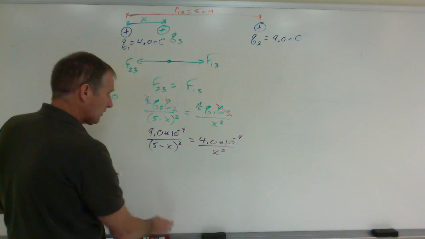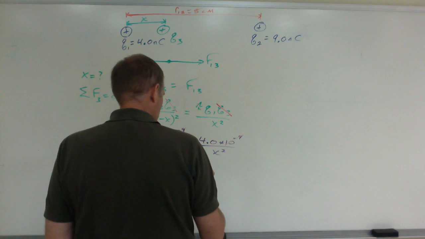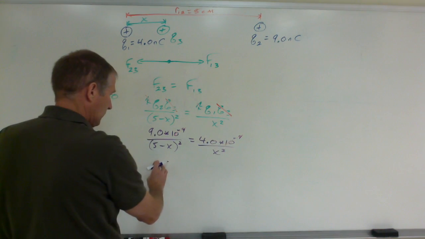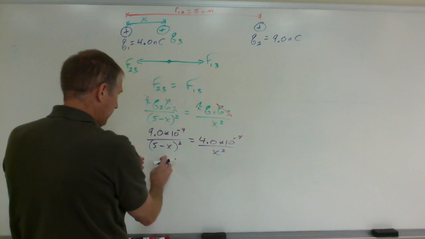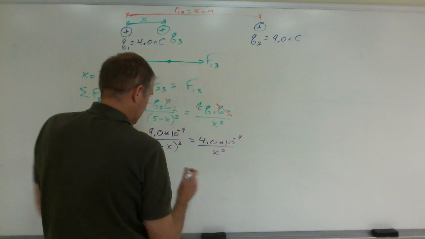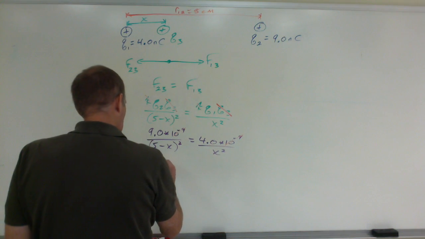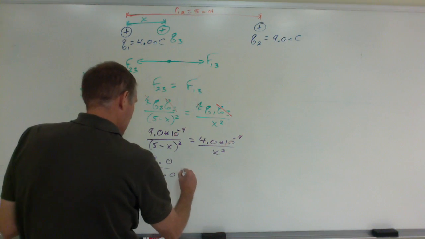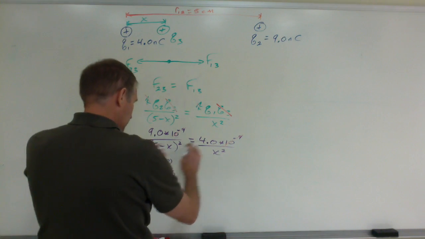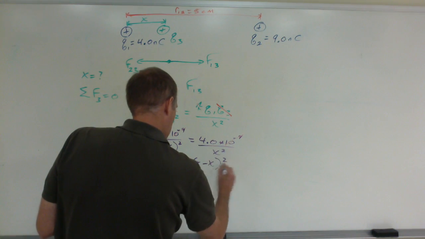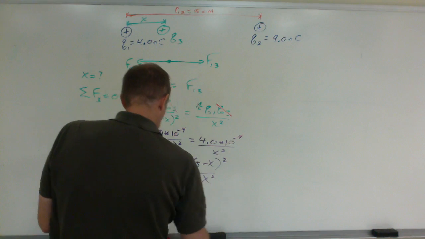Okay, so I'm just going to rearrange this. I'm going to divide the 4 to the other side. So divide both sides by 4, and multiply both sides by 5 minus x squared to get that over to that side. So I'm going to end up with 9 divided by 4 equals (5 minus x) squared all over x squared.